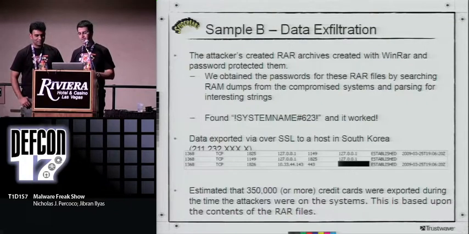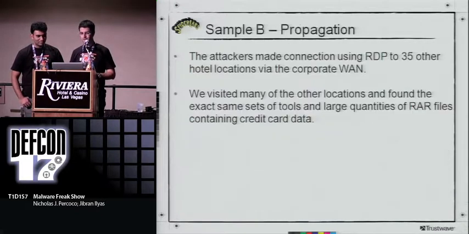When it was all said and done, there were about 350,000 cards that we obtained from the RAR files that were pulled from these systems. And then propagation: like I mentioned earlier, the attackers were able to leapfrog from this one single environment and deploy this tool on all the other environments in the chain of systems.